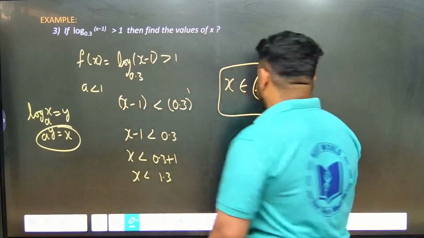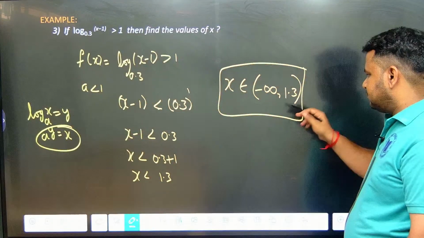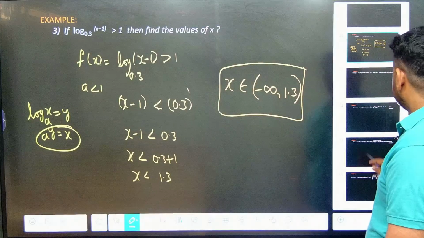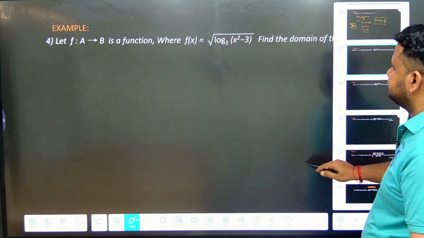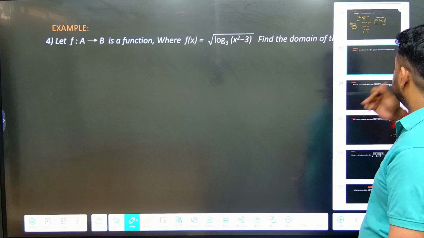Directly I am writing without the wavy curve method. No need to write the wavy curve method here. Directly we will write like this, less than. Okay. Let us go to the next question, friends.